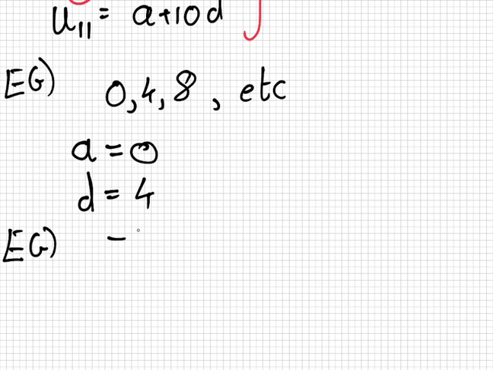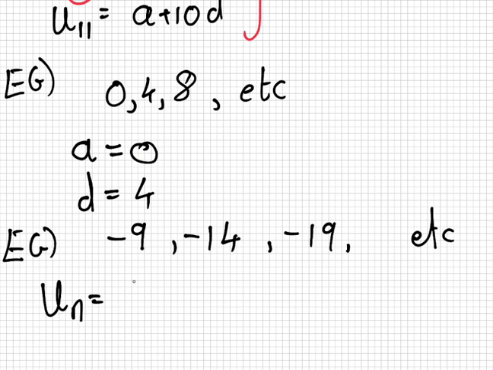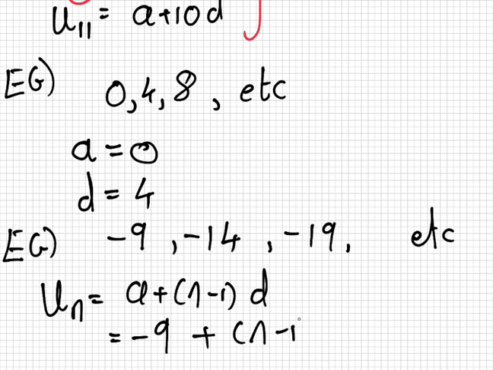Now, the next example. You have minus 9, minus 14, minus 19, etc. And this time I want the nth term. So this is the first, this is the second, this is the third. I want the nth term. So using my formula, un equals a plus (n minus 1)d. That is minus 9 plus (n minus 1). And if you're not sure what the d is, you can just do this number minus that number. So minus 14 minus minus 9 is going to be minus 5, isn't it?